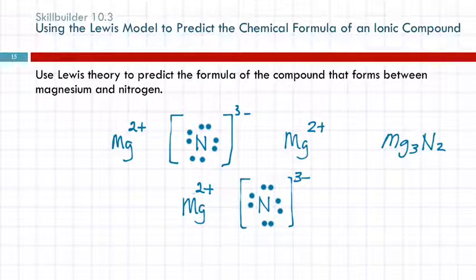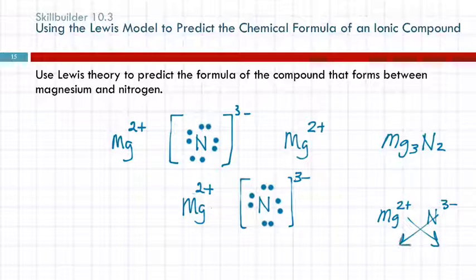We learned to do the formula a different way. We learned to predict by position on the periodic table that magnesium is a 2+ ion and nitrogen is a 3- ion, and we either thought about it or we did the crisscross thing, and we ended up with the same thing. But this shows in really quite a simple form what's happening. Any questions?